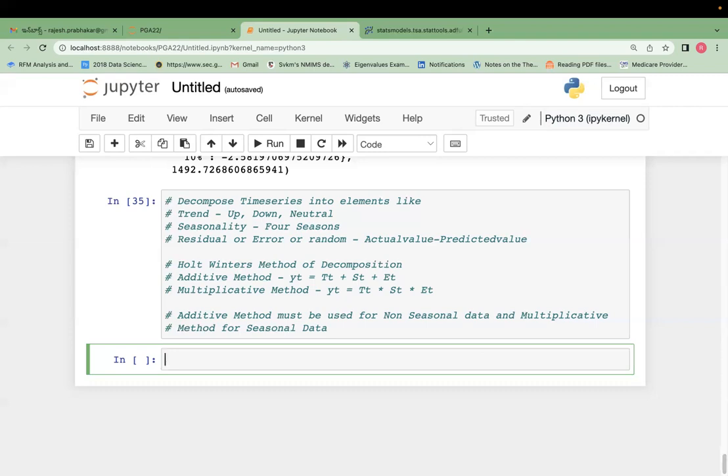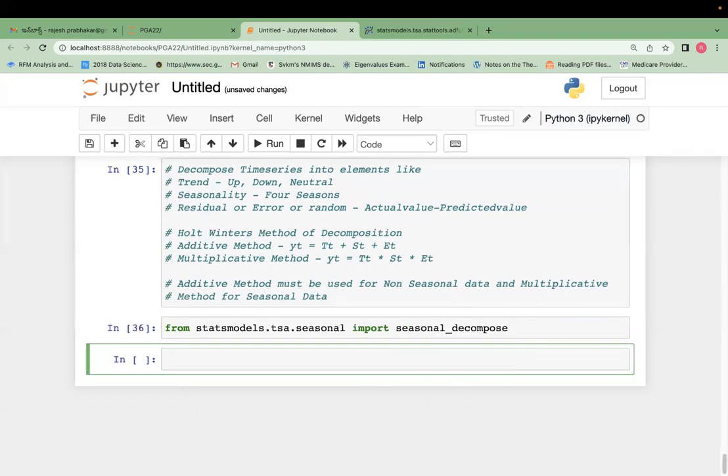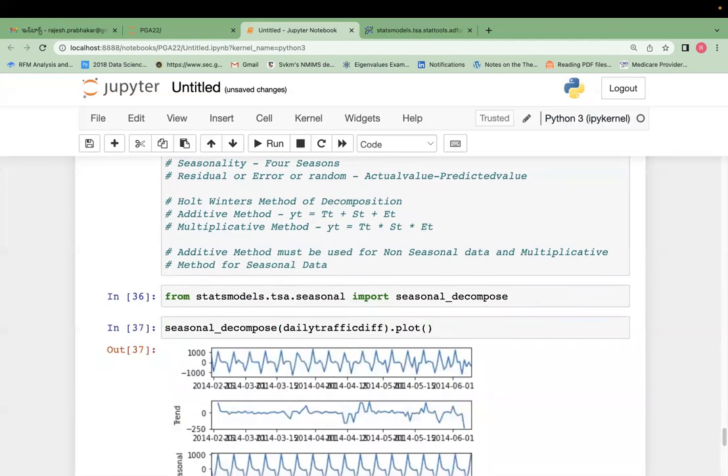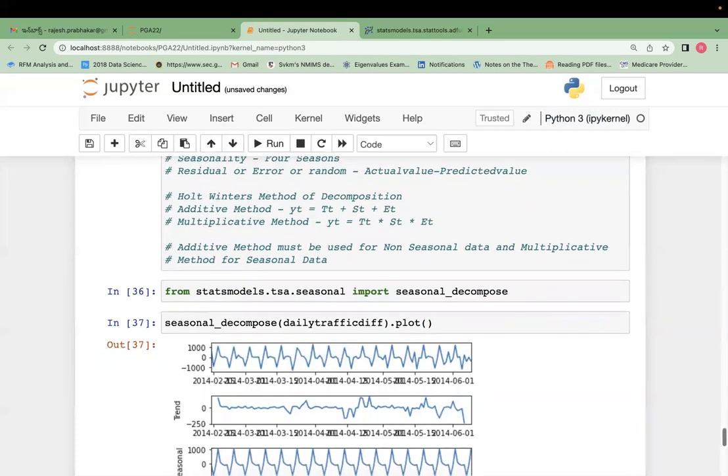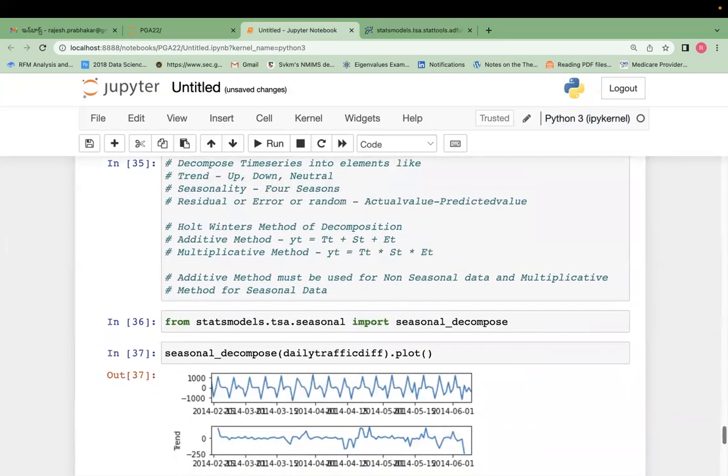All right. From statsmodels dot tsa dot seasonal import seasonal_decompose. Seasonal_decompose daily traffic diff dot plot. You will get the decomposition plot.